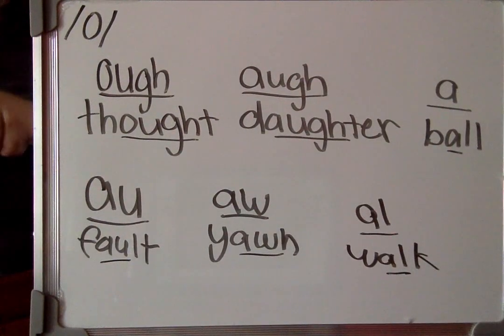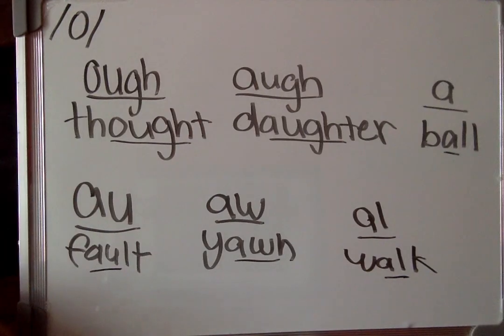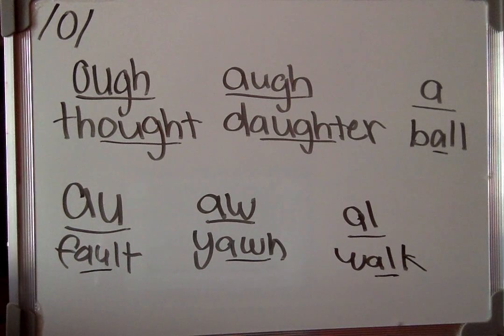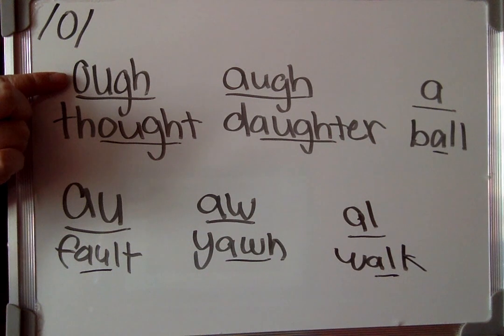And of course, we already know that O can make that as well. We're looking at a different kind of spelling, so different ways that we can spell that beyond the O. So that's why I didn't put that O. We can find several areas where that short O says the sound. Okay, so I'm going to say the spelling. I want you to say the sound.